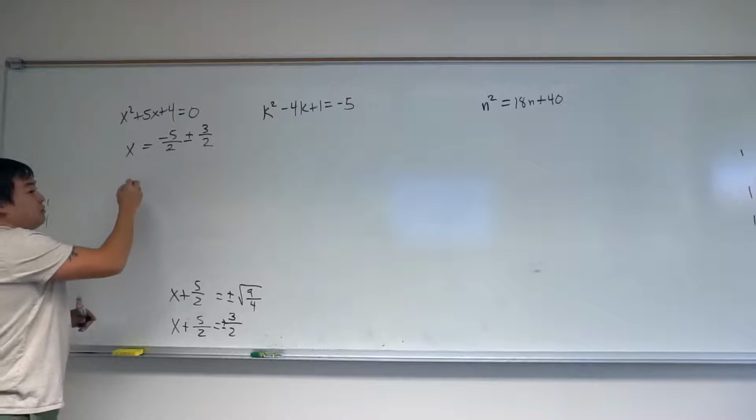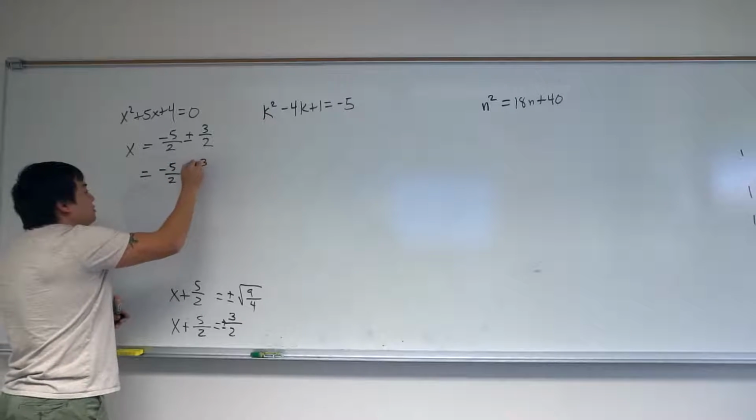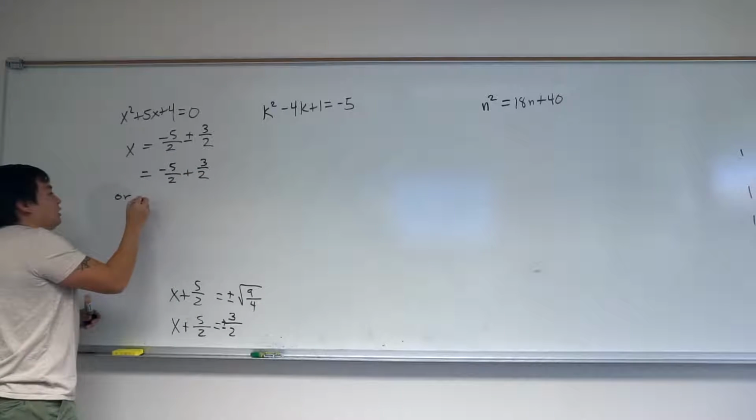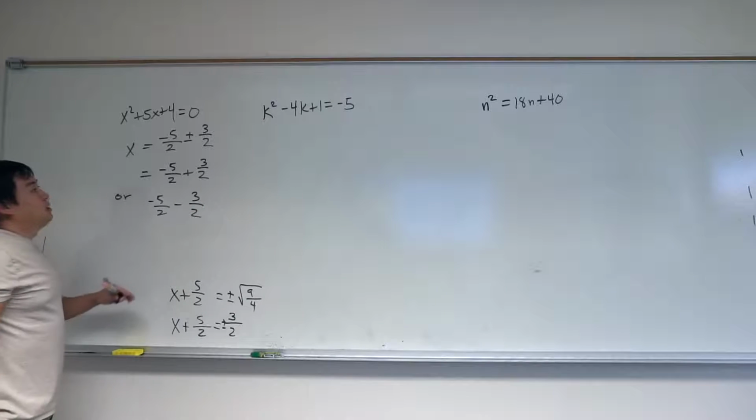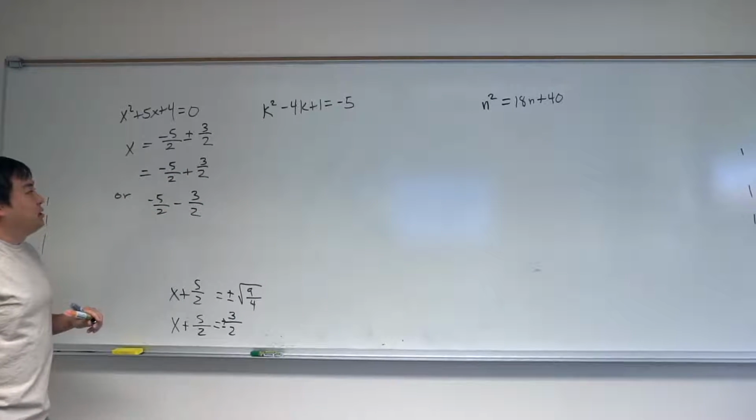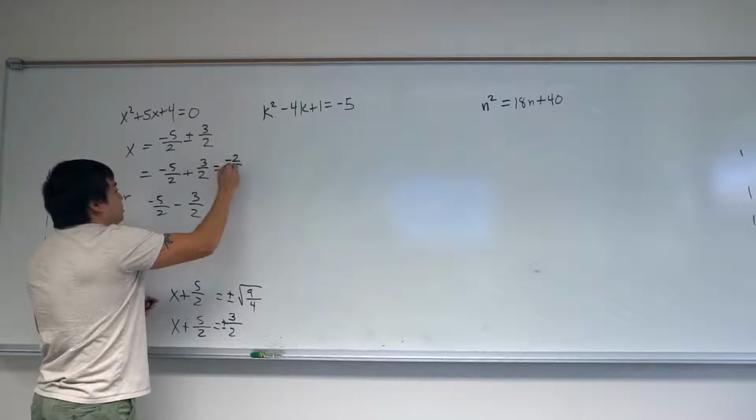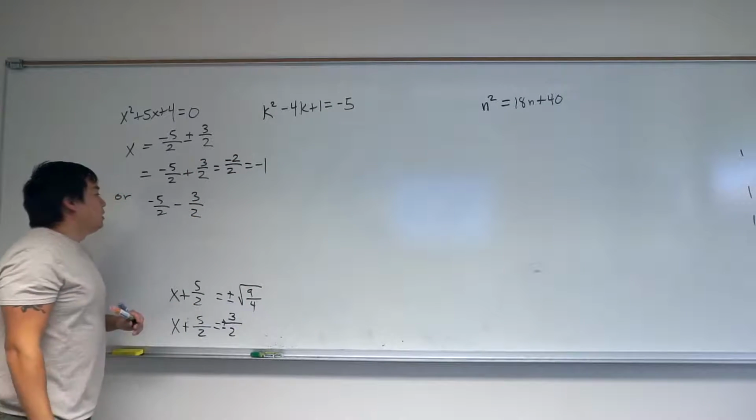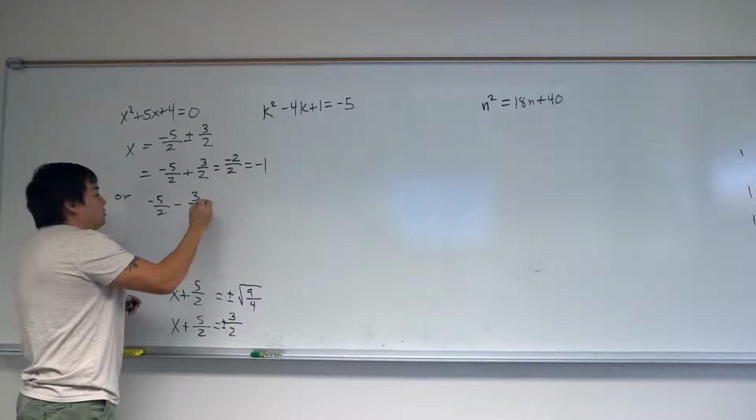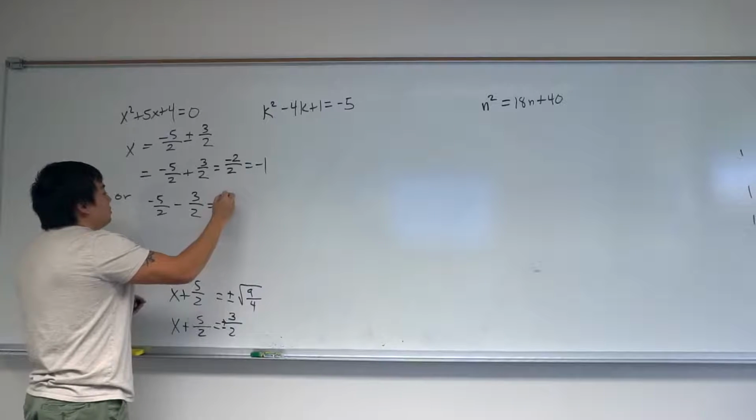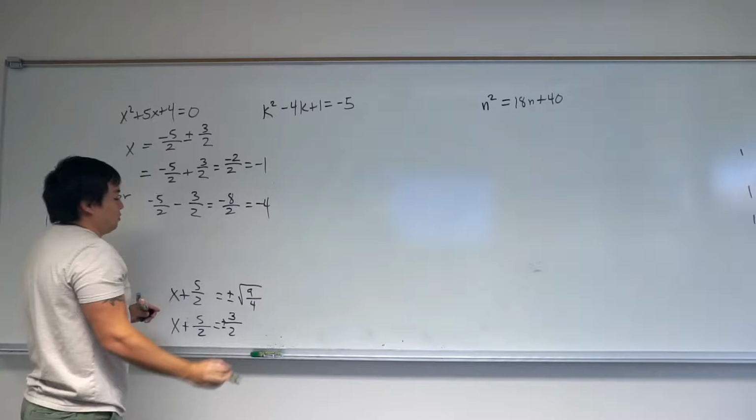So let's go ahead and add them. Negative 5 over 2 plus 3 over 2, or negative 5 over 2 minus 3 over 2. So negative 5 plus 3 is going to be negative 2. Negative 2 over 2 is negative 1. And similarly down here, negative 5 minus 3 is equal to negative 8 over 2, which is going to be negative 4.